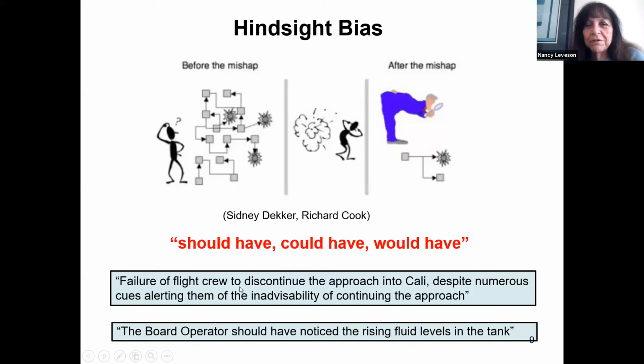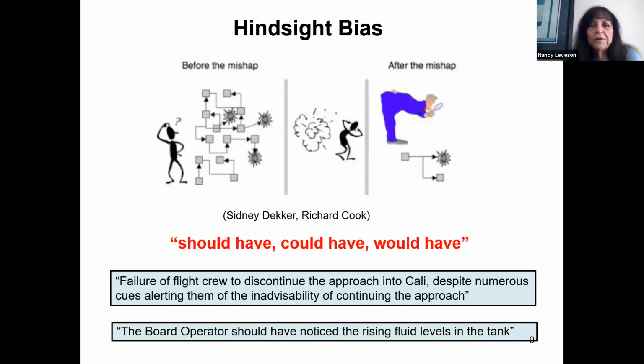Sometimes it can be harder to spot in accident reports, because you see words like should have, if they could have, if they would only have. And that's all hindsight bias. After the fact, it's really easy to see what was important. At the time, you've got all this stuff coming in, and without the benefit of hindsight, it's impossible to determine what was important.